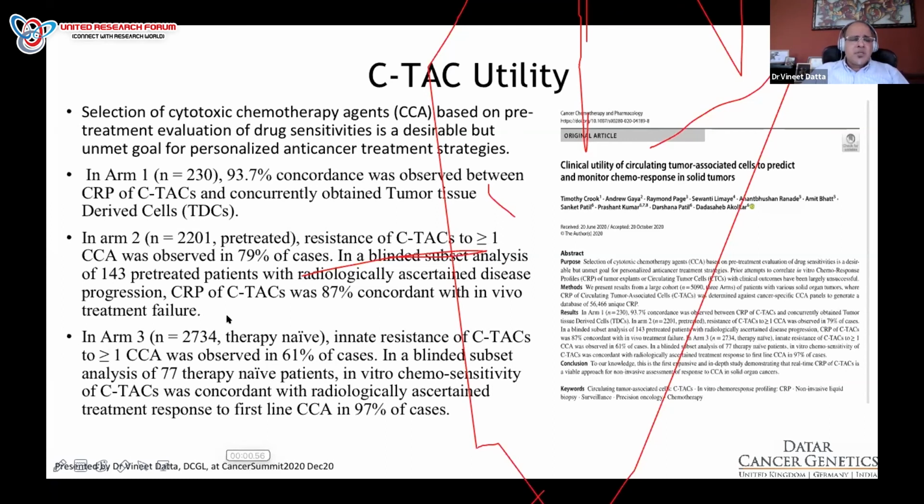And we had 3 arms where we looked at the concordance of similar aspects of what we saw in the chemoresistance profiling across the tumors with the blood, including a blinded subset of pre-treated patients. We saw very high concordance of the resistance profiling of blood vis-a-vis the tissue. And the third, more importantly, in a therapy naive group, we saw innate resistance, which has a significant impact in my view in terms of how we select chemo profiling, and whether we can use that to improve clinical outcomes.